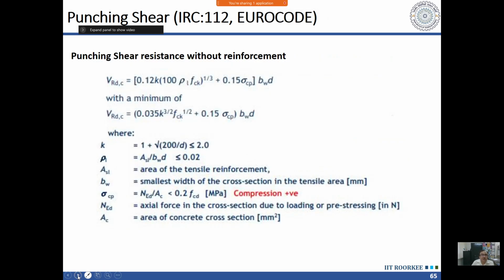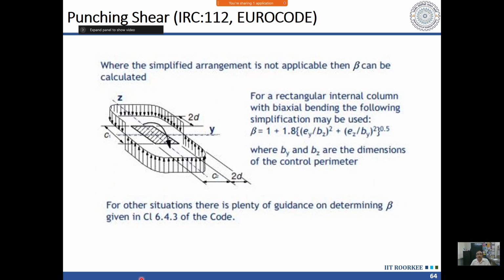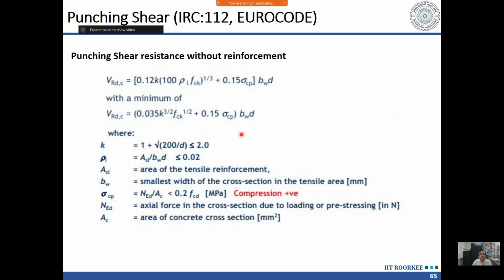But suppose under the combined effect of moment and vertical load will cause punching shear, which we all are familiar. Moment will also cause punching shear, that will be reversed in direction. Due to this moment, on one direction the punching shear will be, let us say, upward, on the other direction the punching shear will be downward. So this increased punching shear due to moment we need to take into account. And IRC 112 gives the procedure how we can take that into account through the use of this factor beta. So for different conditions, this beta factor is given in IRC 112, we can take from there.